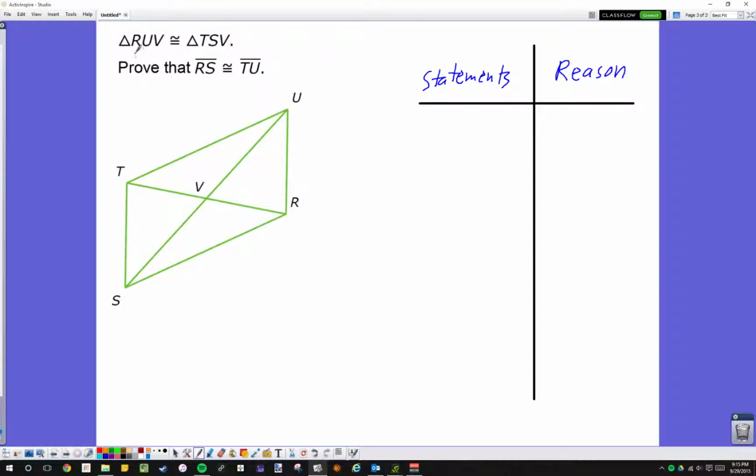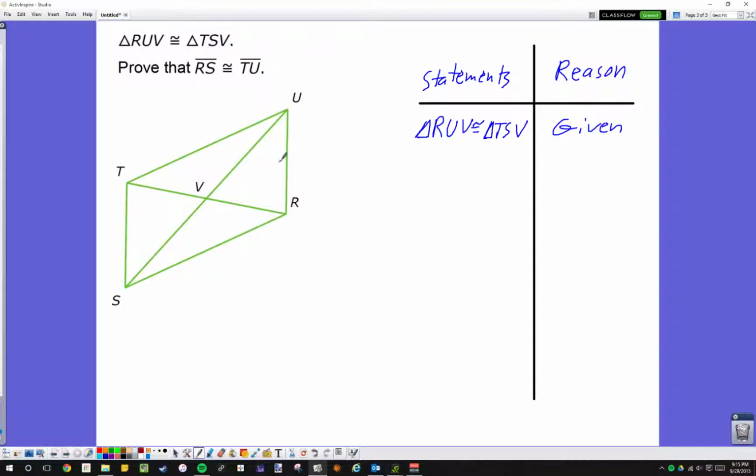Alright. Okay, so we know that triangle RUV is congruent to triangle TSV. It's a horrible congruent sign, but we are given that information. And we want to prove that RS, which is down here, is congruent to TU. Well, what can we mark from these triangles here? So we know that RUV is congruent to TSV.